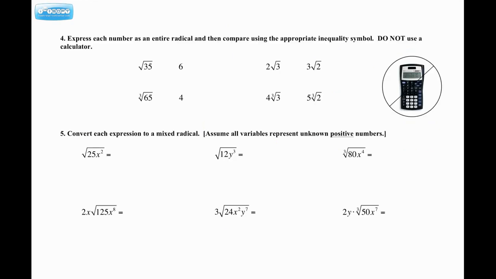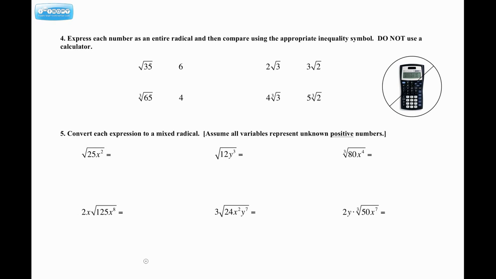Number 4, express each number as an entire radical and then compare using the appropriate inequality symbol. Do not use a calculator. Well, all I'm doing is just comparing the exact same set of numbers as before, so we already know what the answer should be. We're going to try and do it without a calculator.